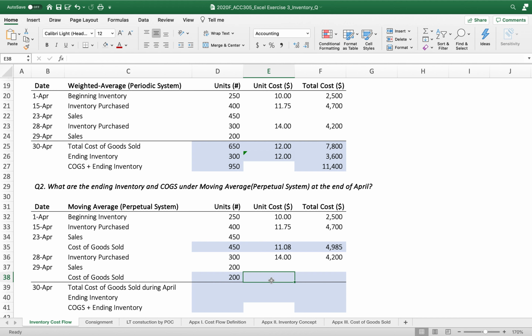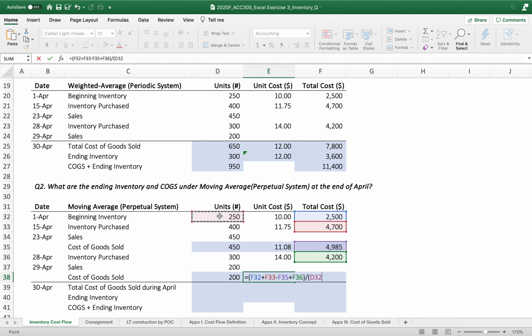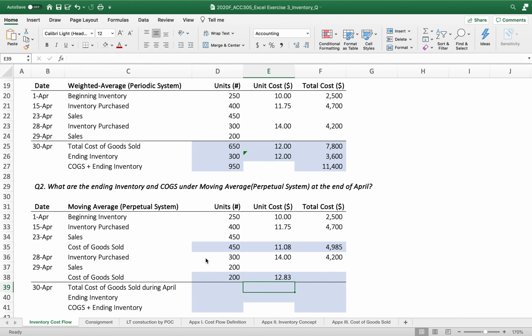Then now it's a little bit challenging. We should consider all the inventory in and out until that time. So that's correct. 2,500 plus 4,700, now minus cost of goods sold. Why? That is inventory out. So 4,985 negative, and then we purchased more, right? And then divided by the number of units, 250 plus 400 minus the cost of sold inventory out, plus 300 inventory purchased. So we have moving average, new average.